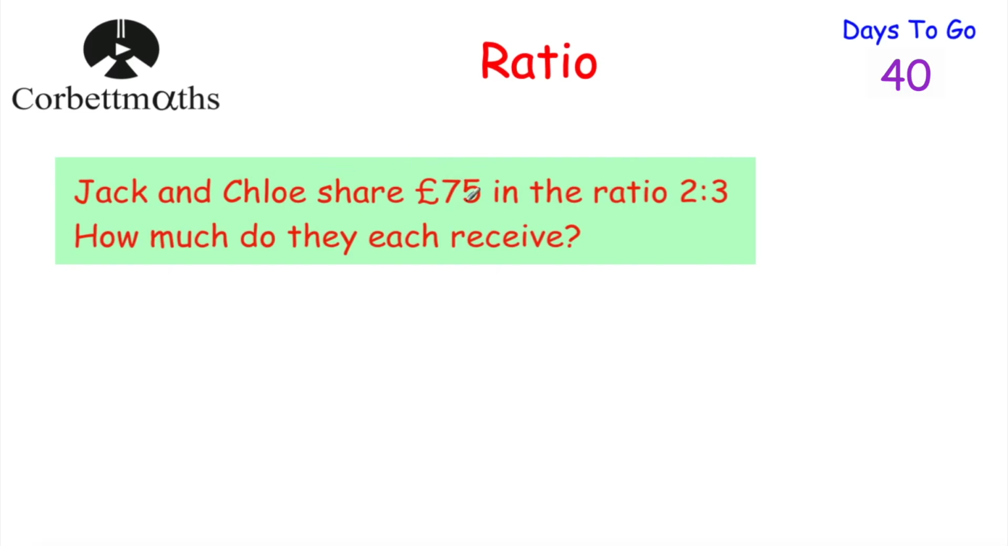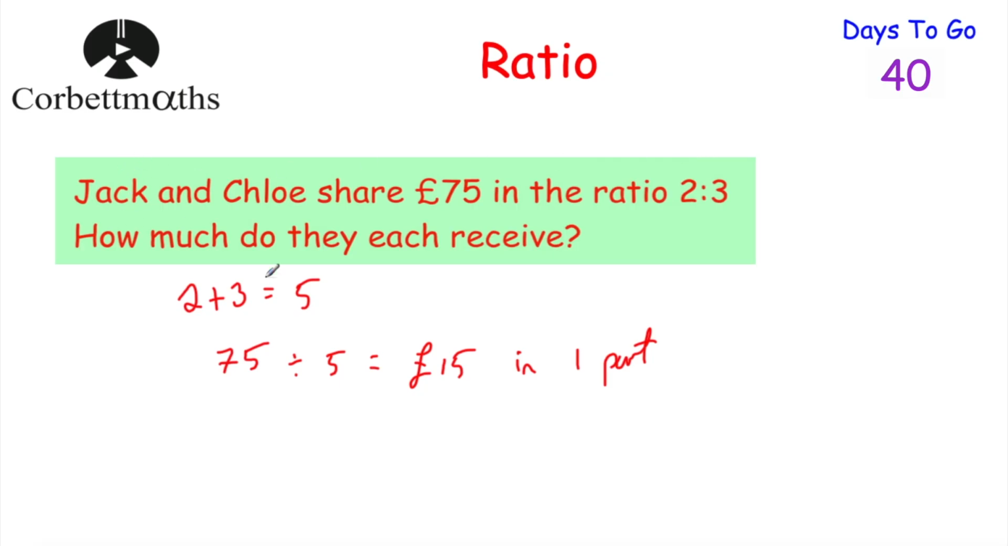So in a question like this, if we're sharing a total or a quantity in a ratio, what we just need to do is add the ratio together. So we're going to do 2 plus 3, the parts in the ratio. 2 plus 3 is equal to 5. Then we're going to take our £75 and divide it by 5 because there's 5 parts altogether. So if we do 75 divided by 5, that'll tell us how much money is in one part. So 75 divided by 5 is equal to 15. So that means there's £15 in one part, but Jack gets 2 parts and Chloe gets 3 parts.